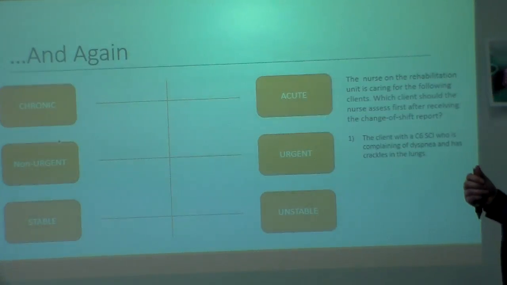Another one. Nurse on the rehab unit caring for the following clients. Which client should the nurse assess first after receiving the change of shift report? So who is the priority patient? The client with a C6, so cervical 6, spinal cord injury, who is complaining of shortness of breath and crackles in the lungs.